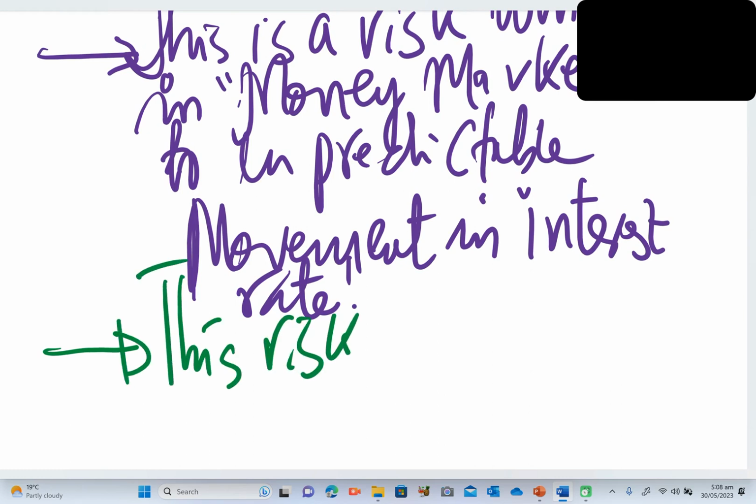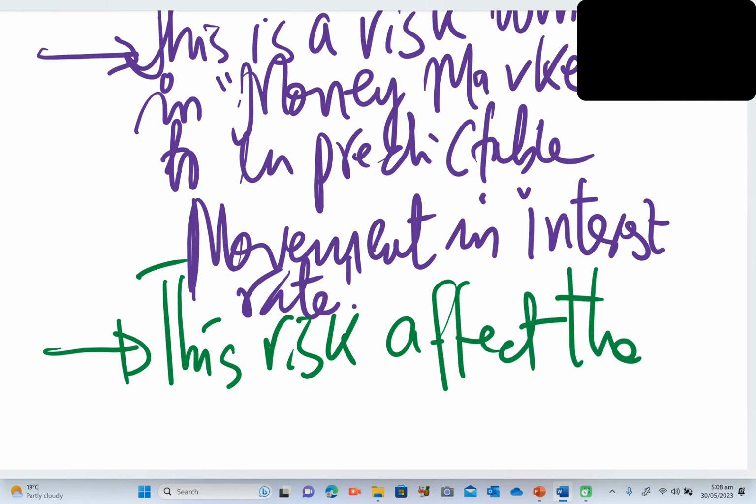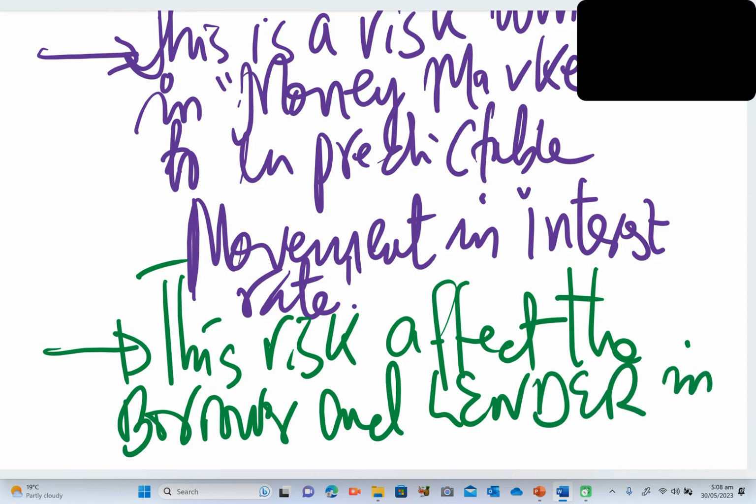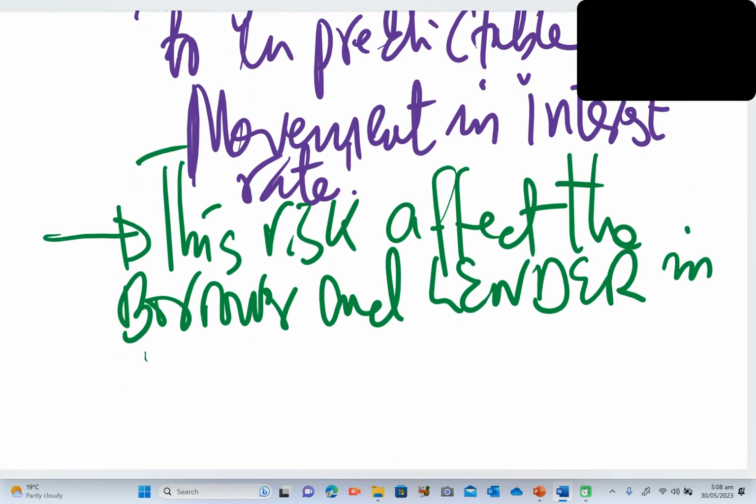This risk affects the borrower and who? Lender. In what? In banking industry.